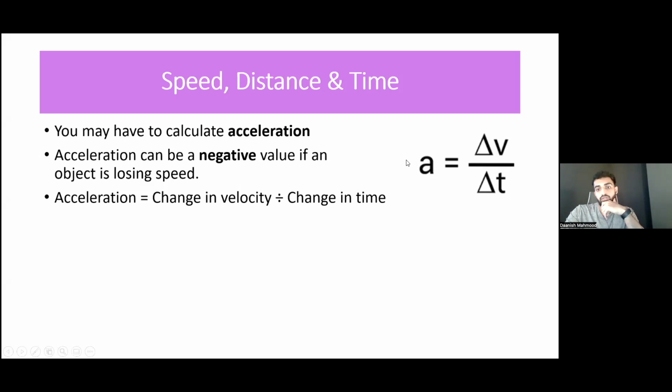So if a car is slowing down, the value for acceleration is negative. Okay, so if my car is going 20 miles per hour and then it goes down to 10 miles per hour, it's a negative value. So keep that in mind. If the question asks you what's the acceleration of this car and the car is slowing down, pick the answer which is negative, because that's the correct one. It's not positive. Positive is increasing speed.